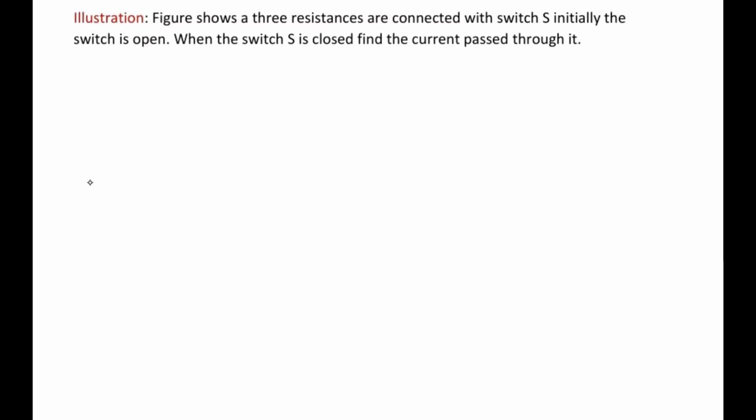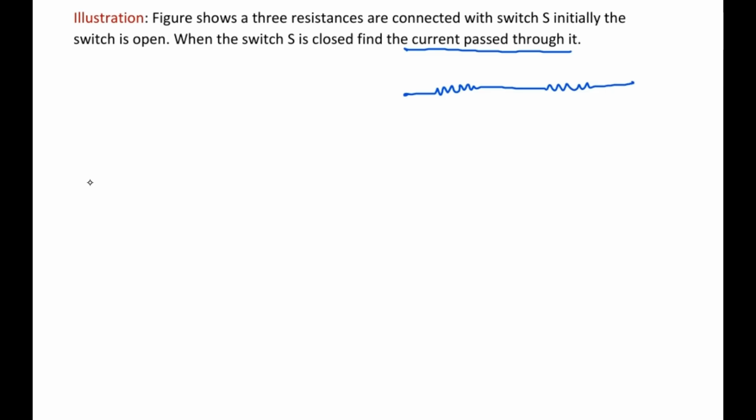The figure shows three resistances connected with the switch S. Initially, the switch is open. When the switch is closed, find the current passed through the switch. Here, according to this data, the diagram is like this. It is one of the resistors. Here also one more resistor.